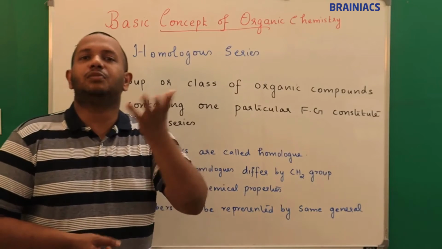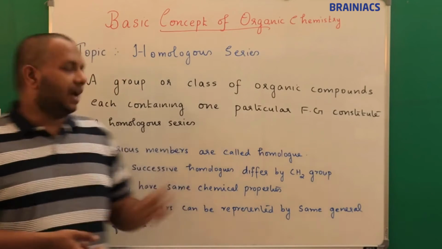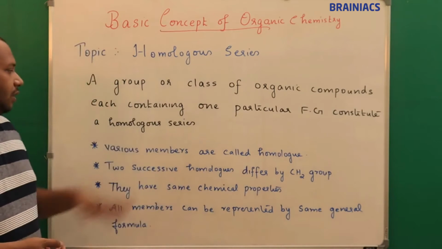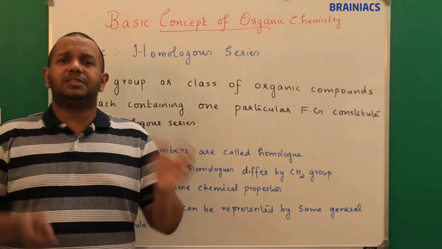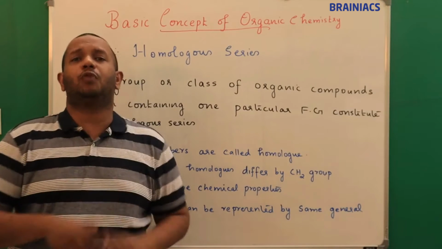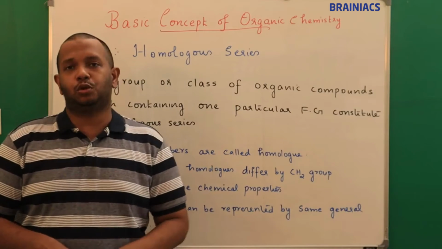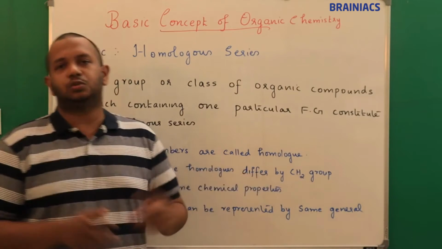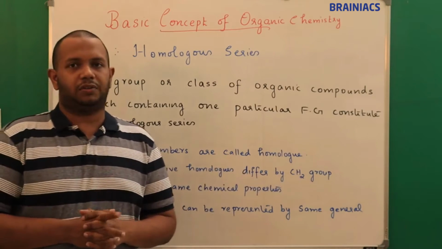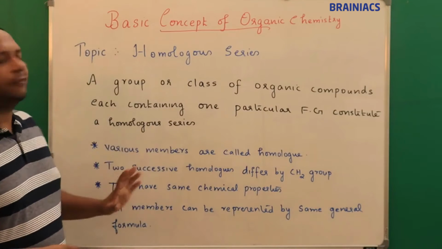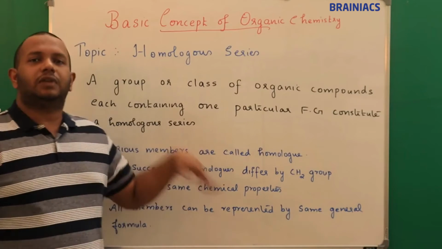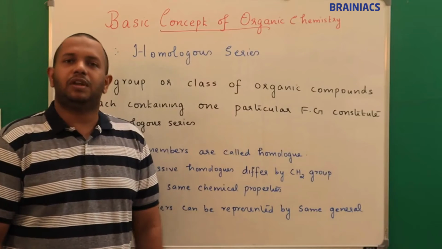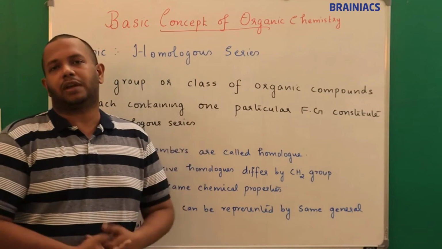Each successive member is called a homologue, and they can be represented by the same general formula. Each member will differ by a molecular weight of 14. Why? Because they differ by a CH2 group. So what is the molecular weight of a CH2 group? Carbon 12, hydrogen 2, so 12 plus 2, 14. Understood? This is just a definition you need to understand. Next we are going to learn about the different functional groups and their general formulas, which is very important for attending numericals.